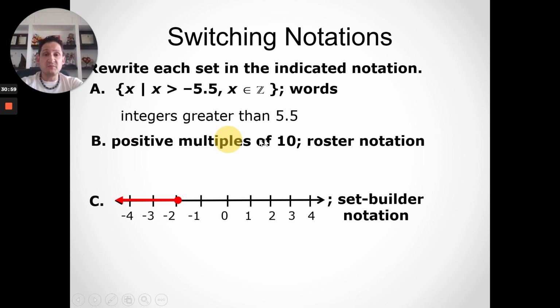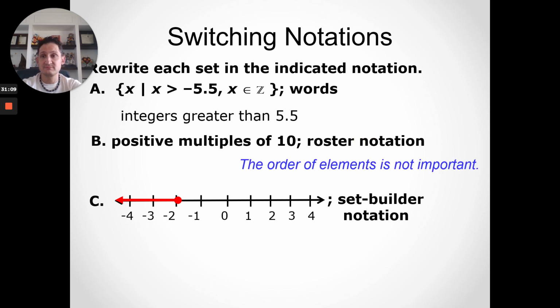Let's see. Positive multiples of 10 in roster notation. Oh, I've got to list all of them? Well, if it goes on forever, that's infinite. So 10, 20, 30, 40, 50, ... right?